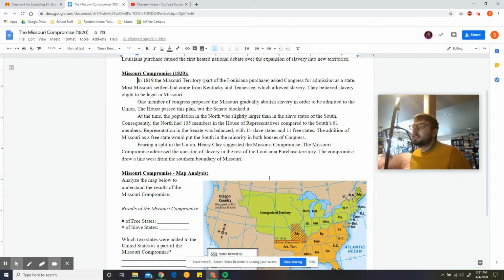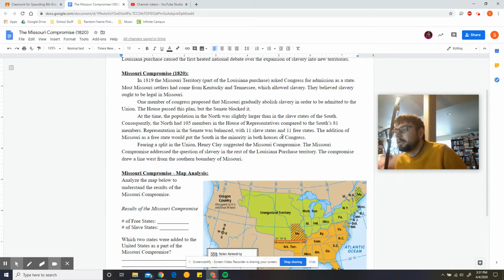All right, Missouri Compromise, 1820, starting right here. In 1819, the Missouri Territory, part of the Louisiana Purchase, asked Congress for admission as a state. Most Missouri settlers had come from Kentucky and Tennessee, which allowed slavery. They believed slavery ought to be legal in Missouri. One member of Congress proposed that Missouri gradually abolish slavery in order to be admitted to the Union. The House passed this plan, but the Senate blocked it.